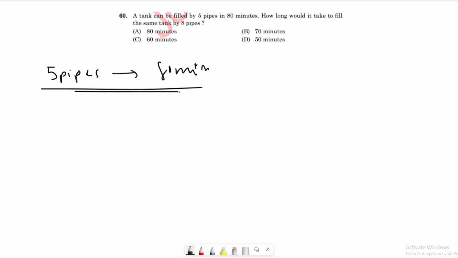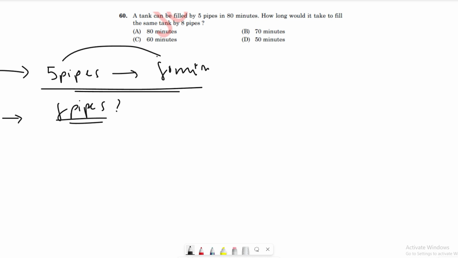Do we need any conversion, hours or anything of that sort? No, we do not need any kind of conversion here. Then how much time will it take to fill the tank by 8 pipes? 8 pipes, how much time will it take? Tell me one thing: 5 pipes take 80 minutes, then will 8 pipes take less or more? Please answer the question. I think 8 pipes will take less time.